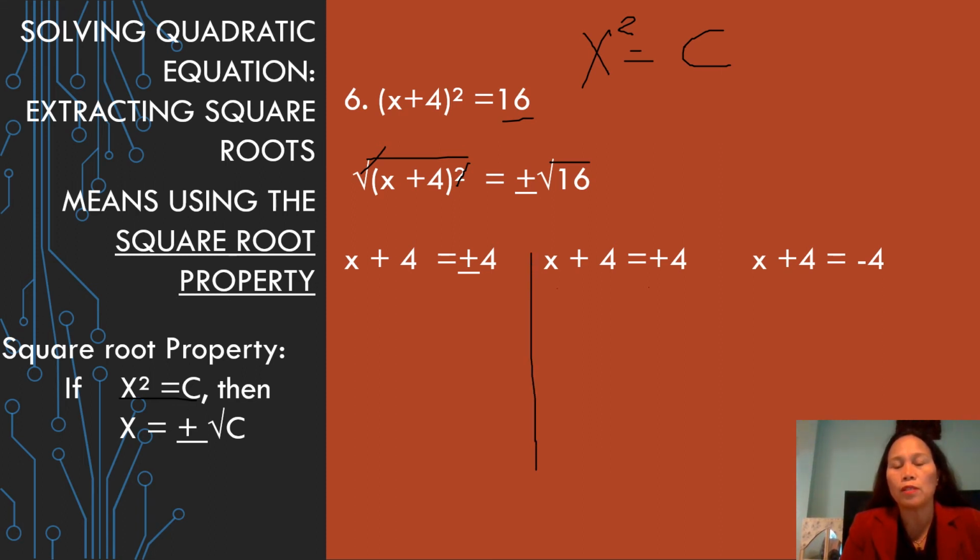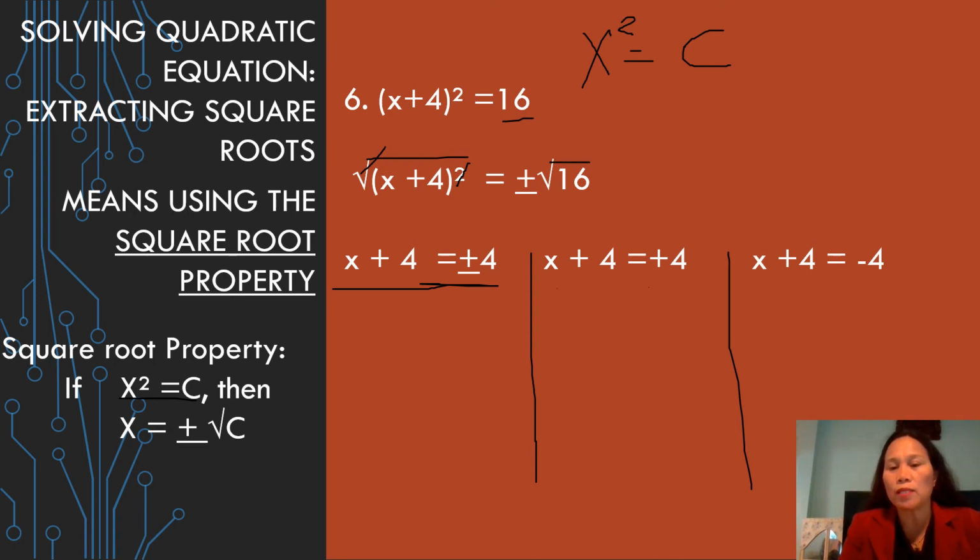Okay? So, ngayon, gagawin natin, paghiwalayin natin ito. Meron tayo, unahin natin yung plus or positive. So, x plus 4 is equal to plus 4 here. And then, sa kabilang side naman, ito yung x plus 4 is equal to negative 4. Pinaghiwalay natin ito. Okay?